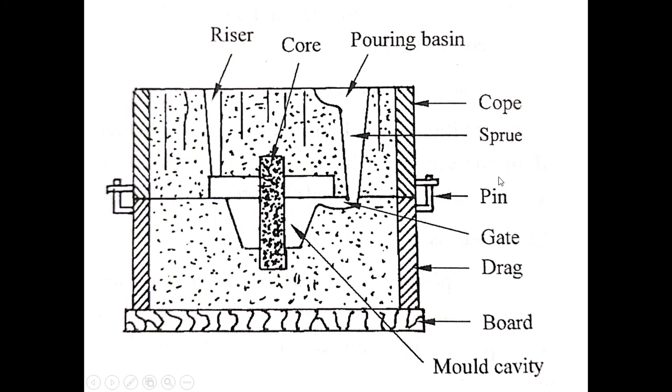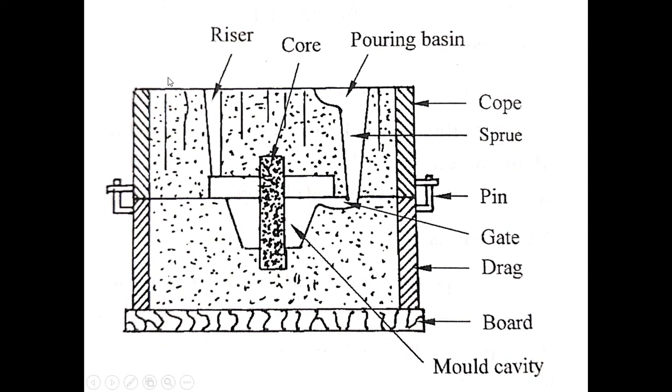So the pouring basin connects through the vertical passage, the sprue. And then what is a gate? It's a passage through which the molten metal flows from the sprue base to the mold cavity. This is the sprue base, and from the sprue base, the gate connects the mold cavity with the sprue base.